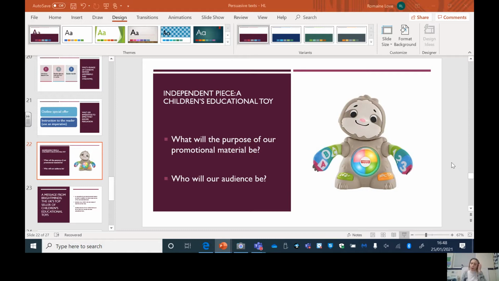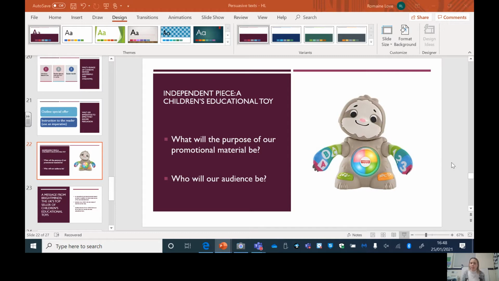Now, let's think about who our audience will be. Audience. The audience are the people we want to appeal to. They are the people who read our advertisements. Now, lots of you might think the children are the audience and we're writing for the children. But that's not correct. We're writing with the children in mind. However, we are writing for the adults. Have a think. Why are the adults our audience?